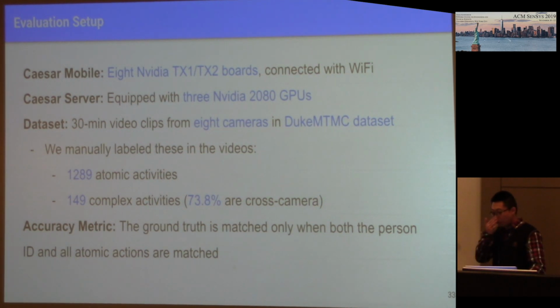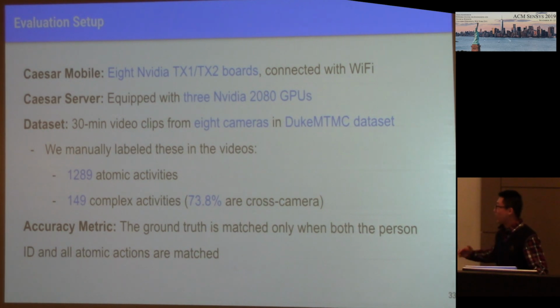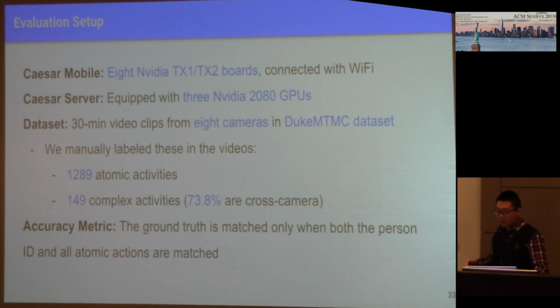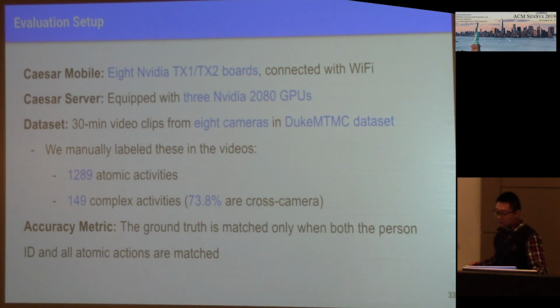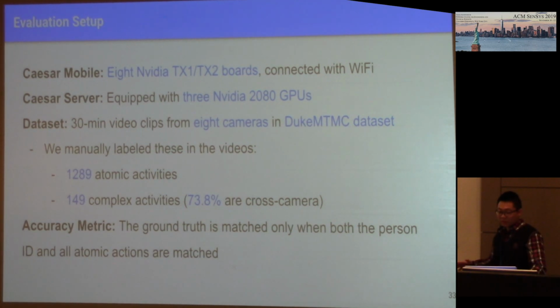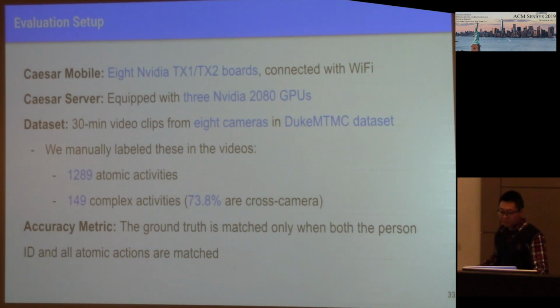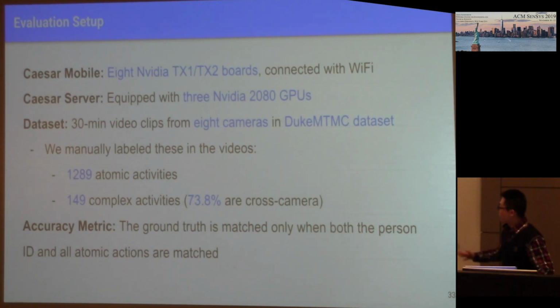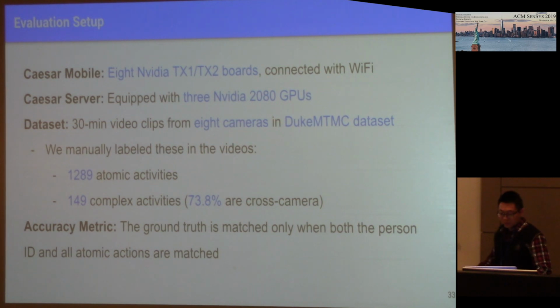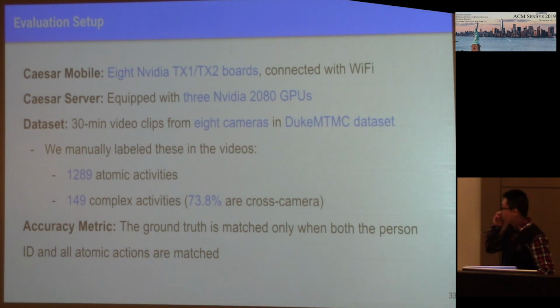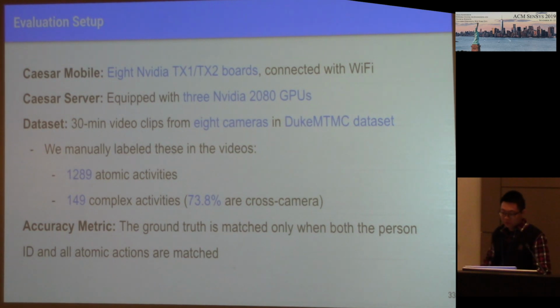And the data set, because there's no existing complex activity data set, so we use a pedestrian detection data set called Duke MTMC. It captures 8 videos from different parts in Duke campus, and we have 30-minute video in each camera. In total, we manually labeled more than 1,000 atomic actions, and we found there are 149 recognizable complex activities, and most of them are cross-camera.